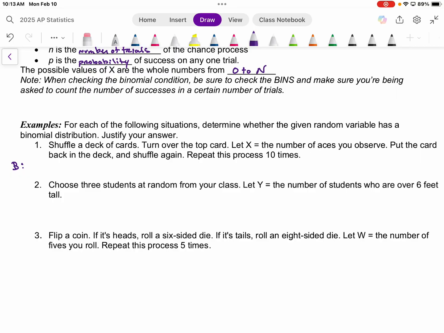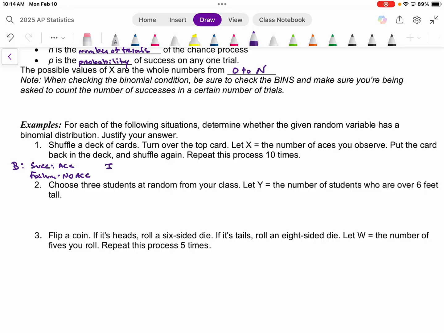So when I look at it, X is the number of aces you observe. A success would be I see an ace. A failure would be no ace. So that's binary, so we meet the binary clause. You either saw an ace or you didn't see an ace.